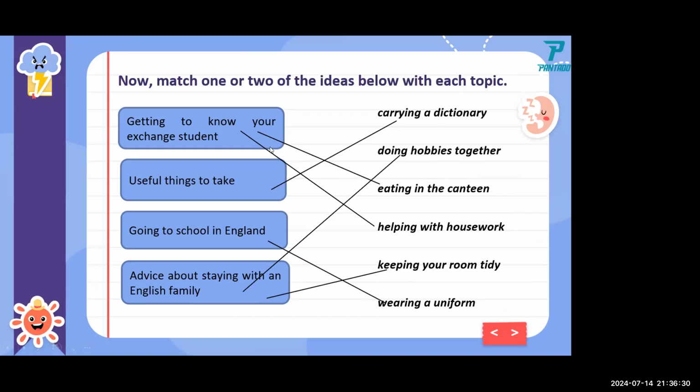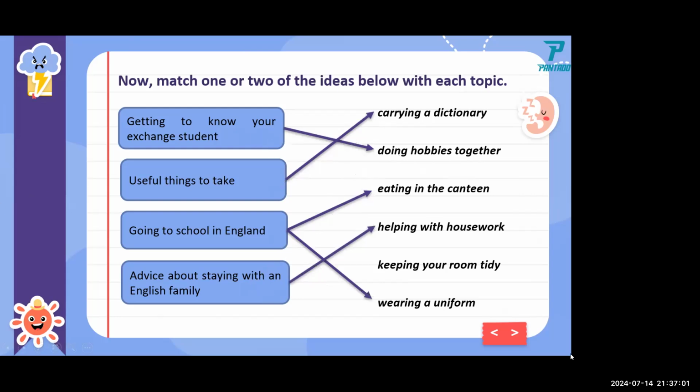So, getting to know your exchange students, doing hobbies together, useful things to take, going to school in England, eating in the canteen, advice about staying with an English family, and helping with housework. Okay. So match two or more ideas with each topic.